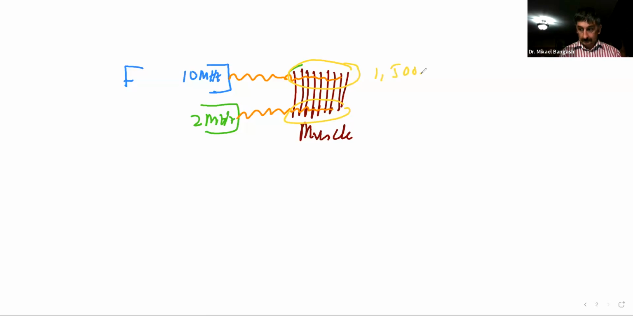Practically, the speed of sound through muscle is 1,500 meters per second. That is irrespective of whether we use a 10 megahertz transducer or a 2 megahertz transducer. The speed of sound in both cases is going to be 1,500 meters per second.